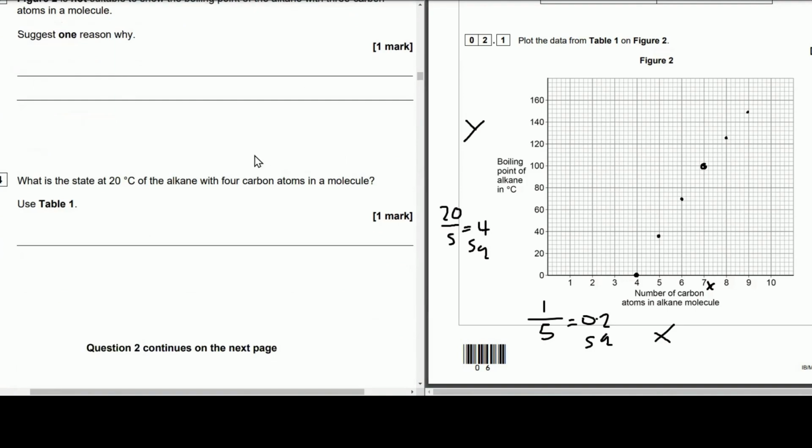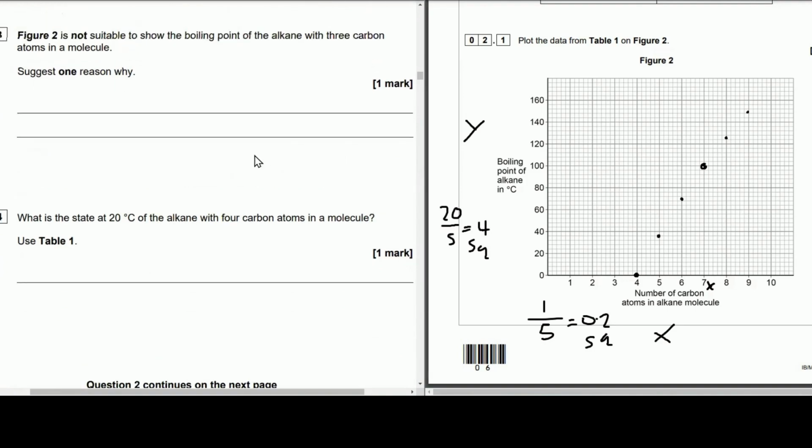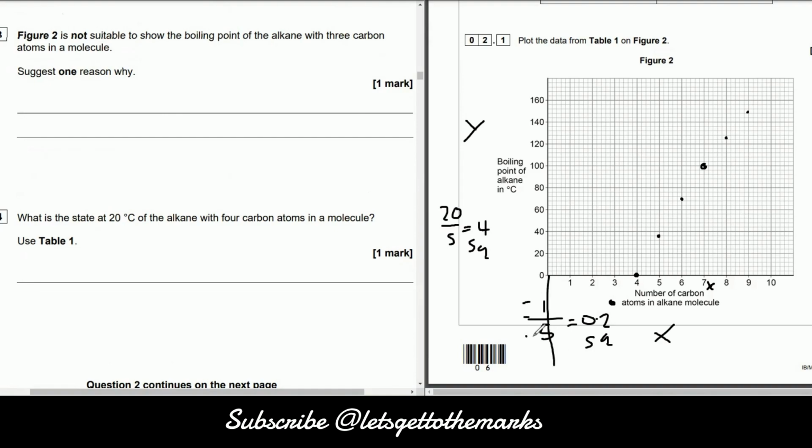Okay, do I still need this graph? Figure 2 is not suitable to show the boiling point of the alkane with 3 carbon atoms in a molecule. Suggest why. What is it about my graph? Look, we've got a 4 carbon atom there at 0. Why is the graph not suitable for showing the boiling point of a molecule with 3 carbons? Where would my dot be? It'd be down here. It wouldn't be on the graph. What doesn't my graph have? Some graphs continue down there and they have the negative numbers. So this is the reason why.